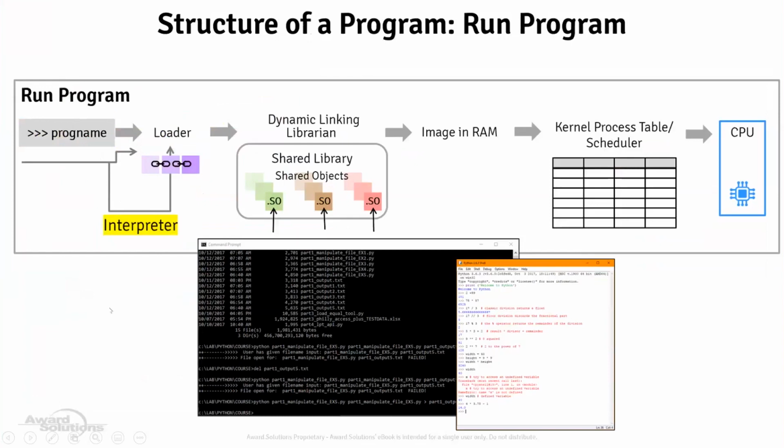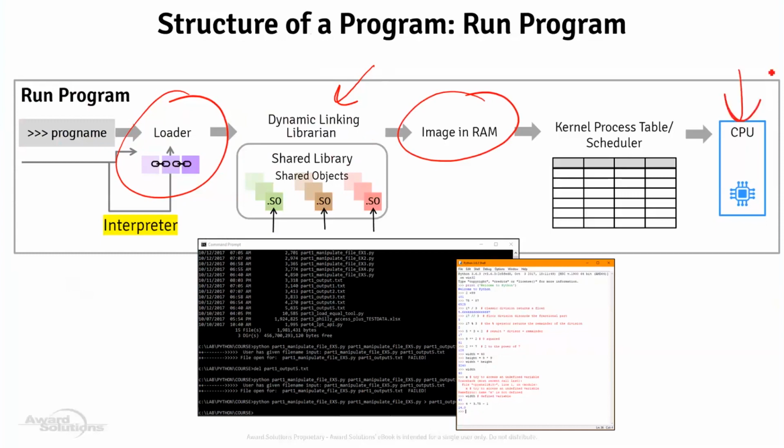If we're running a program, we just type the name of the program. We might type something like Python space the name of the program. It will load all the appropriate pieces. It'll link any dynamic libraries, which we're going to talk about a little bit more in a second. If there's anything about Python that I think is really important, it's linking of these dynamic libraries, pulling whatever image into RAM, and then scheduling the appropriate processes and running on the CPU.